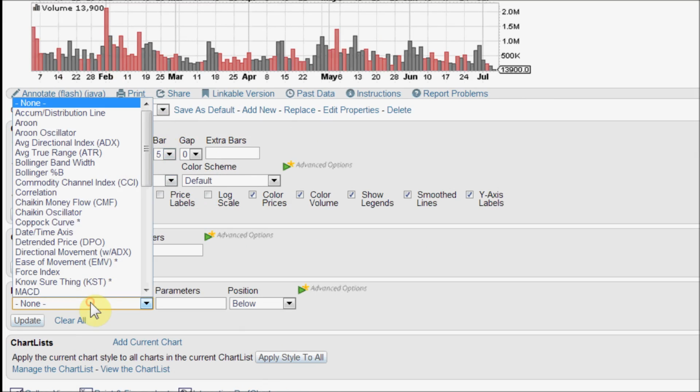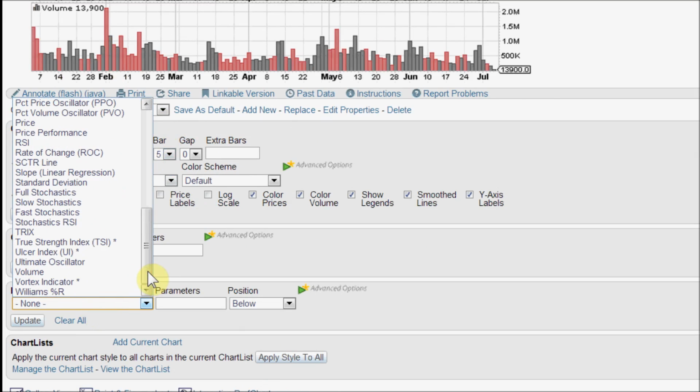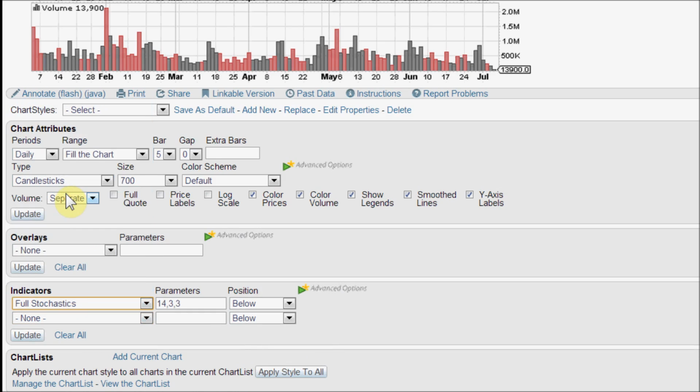Down here in Indicators, you'll want to scroll down to the bottom, and there are three to choose from. You have full stochastics, slow stochastics, and fast stochastics. Full stochastics will give you smoother lines. But the great thing about this indicator is you can modify the settings. Standard settings are 14,3 for the %K and 3 for the signal line, which is %D.